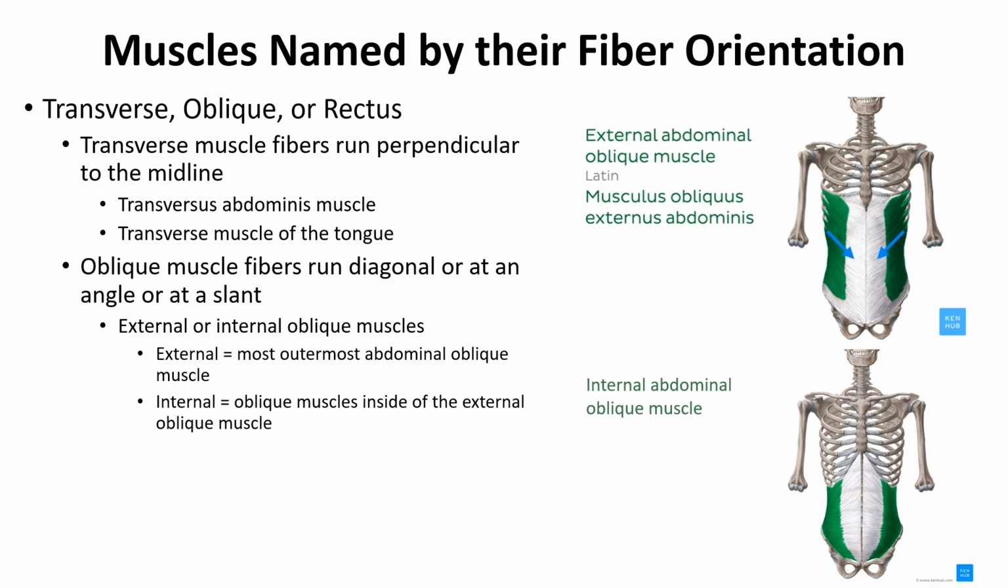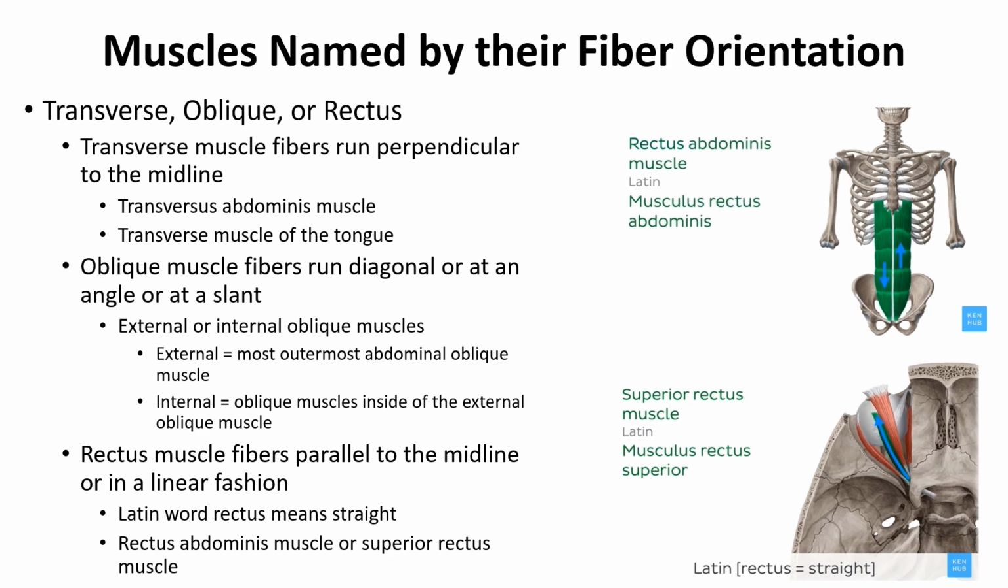Oblique muscle fibers run diagonally or at an angle. Two examples are the external and internal abdominal oblique muscles. A muscle is called rectus when its fibers run parallel to the midline, as in the rectus abdominis muscle, or in a linear fashion, as in the superior rectus muscle.